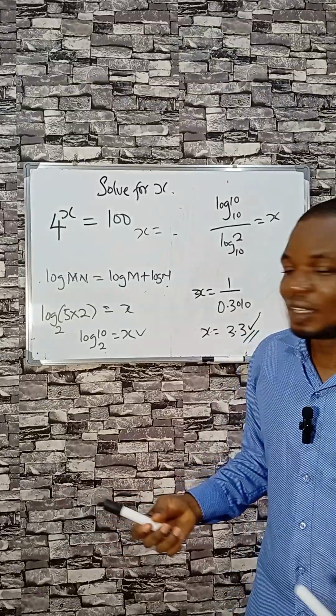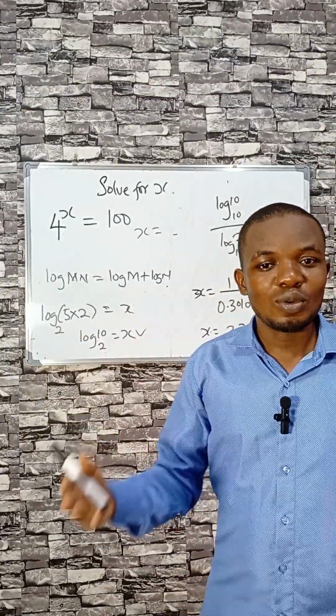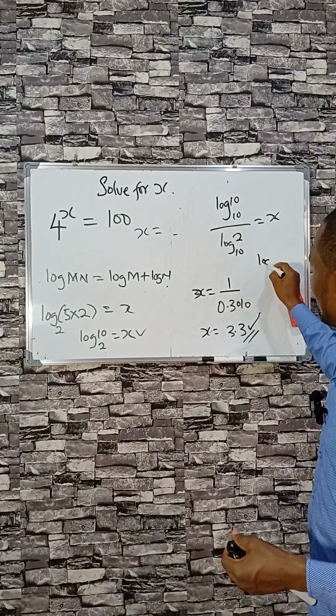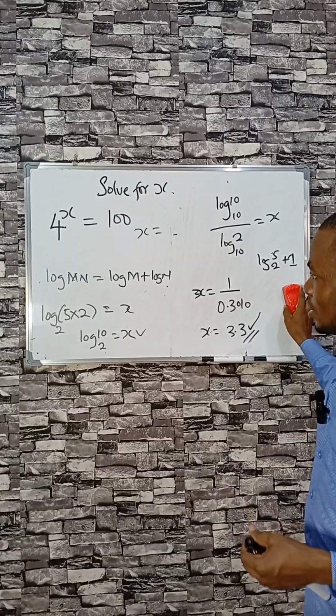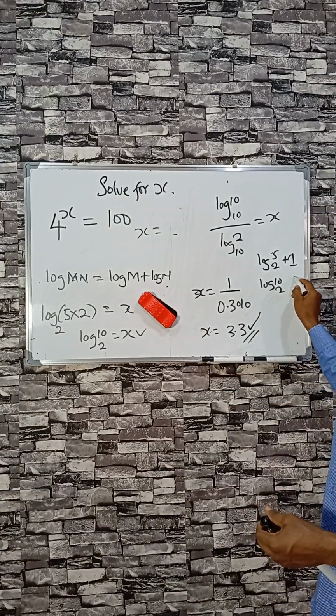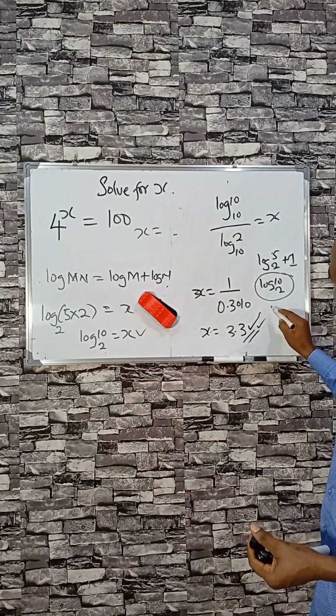I'm sure you enjoyed the video, and if you have another way of solving this, let me know in the comment section. I'm also learning. You can stop it as log 5 base 2 plus 1. You can still stop it as log 10 base 2. You are still correct, or at this.